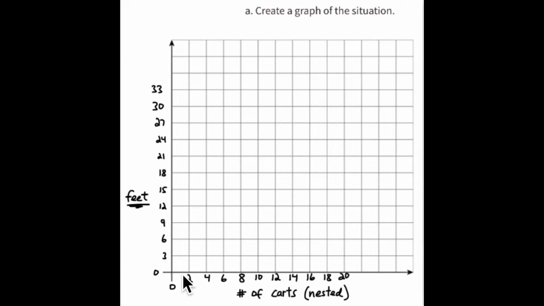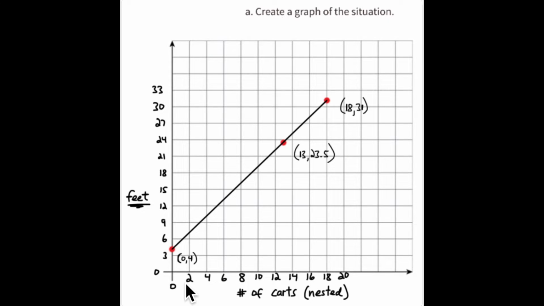For the number of feet, I know that there's a 1.5 foot increase for each nested cart. So 1 nested cart increases 1.5 feet. That means 2 nested carts increase 3 feet. So I counted by 3 feet for each grid line going up.